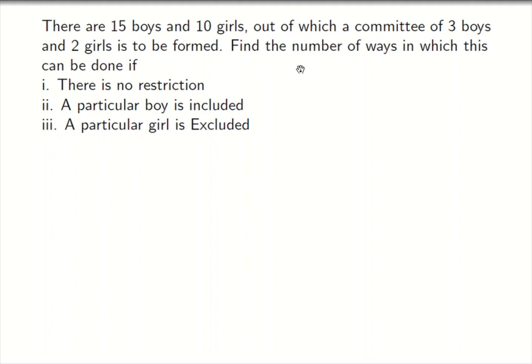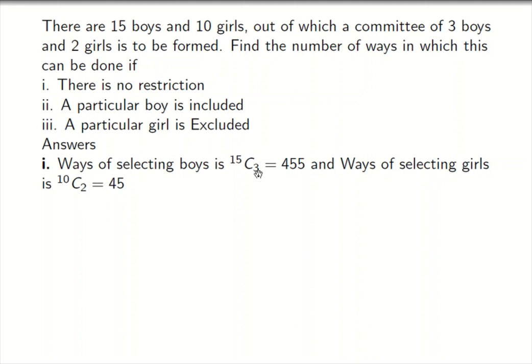So the committee should consist of 5 members, of which 3 will always be boys and 2 will always be girls. If there is no restriction, how do we go about it? We just calculate the number of ways of selecting 3 boys from 15 boys, which is 15 combination 3, and that is 455. Ways of selecting girls is what? 10 combination 2, which is 45. And with this, from the multiplication rule, I can just multiply this one and this one. That will give me what?